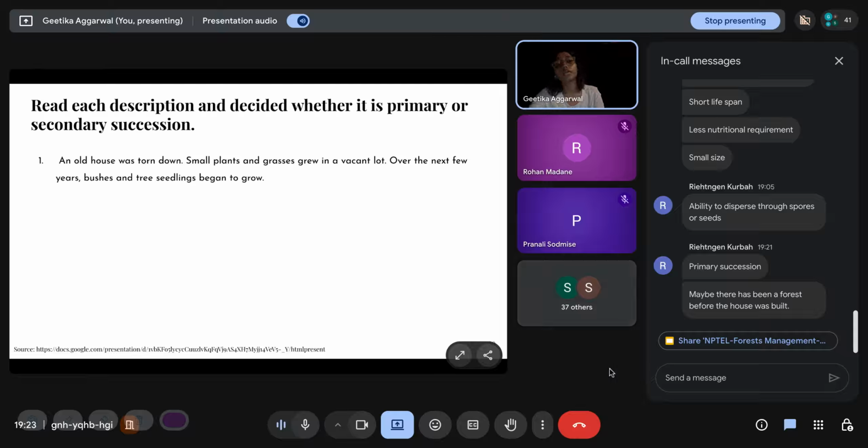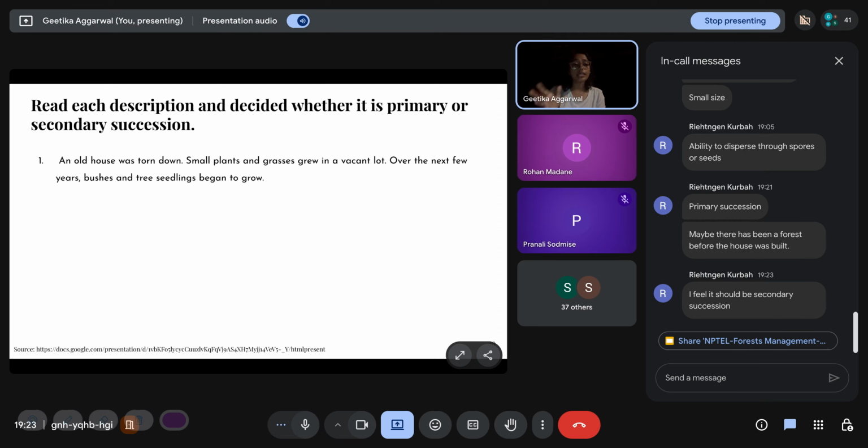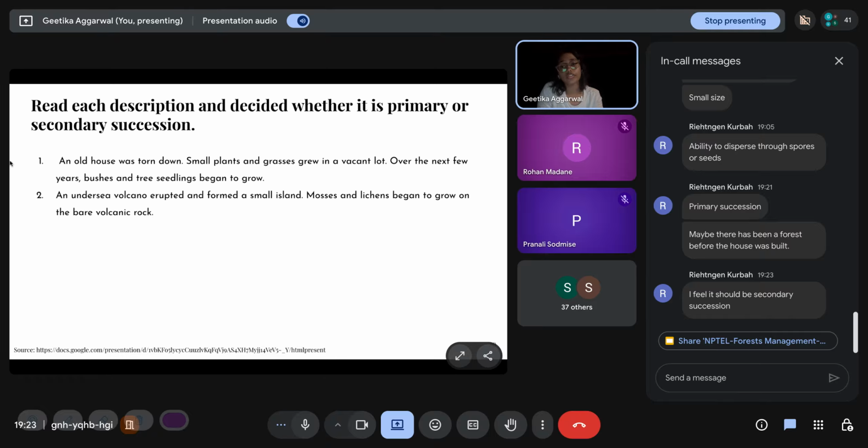Okay, anyway, the answer to this is actually secondary succession, since we're talking about a land where there is already soil. There was a house there, and now that house just got torn down, so there's no house anymore, but that land is still there. So we're not talking about an area where there is barren rock. We're talking about some place where there's already ground and soil, and then the plants and trees are occupying that. So that is an example of secondary succession.